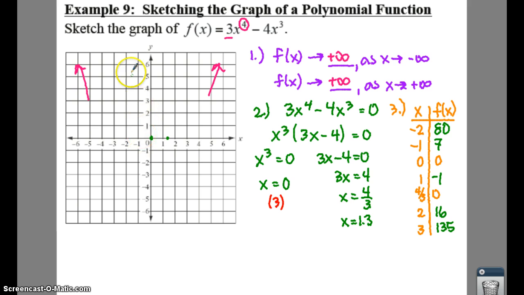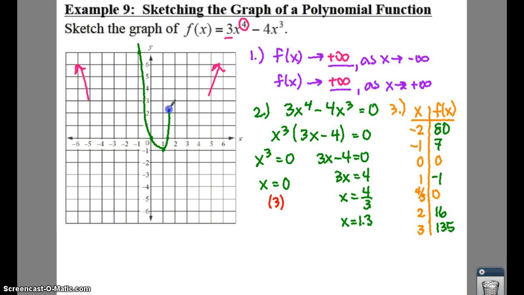So let's plot the points we can. We can go back 1, up 7. And if you go back 2, up 80, that's way up there. Here is your 0, 0. Over 1, down 1. Here is your 1.3, 0. Over 2, up 16, way up there. Over 3, up 135. So this graph comes down like so, and it looks a little bit like a parabola.